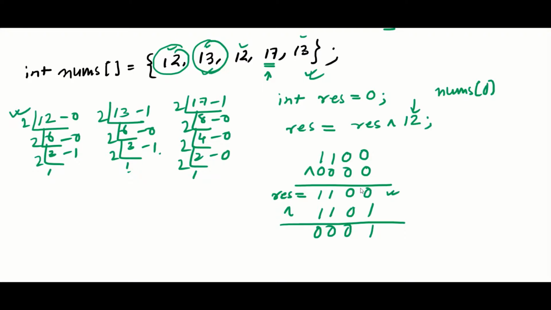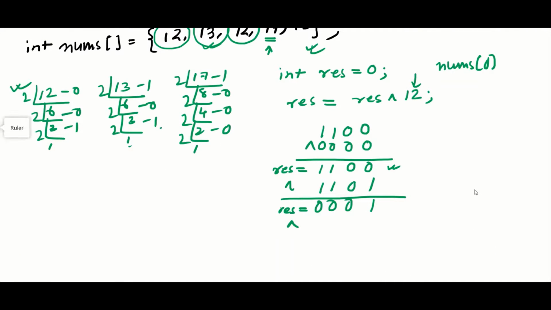Okay, so now let's pick the third number. The third number is 12. So this is the value of result now. Now perform bitwise XOR operation with the 12. What is the binary number of 12? 1100. Let's put 1100. Repeat this step till the last number of the array. So now it will be 1 0 1 1.